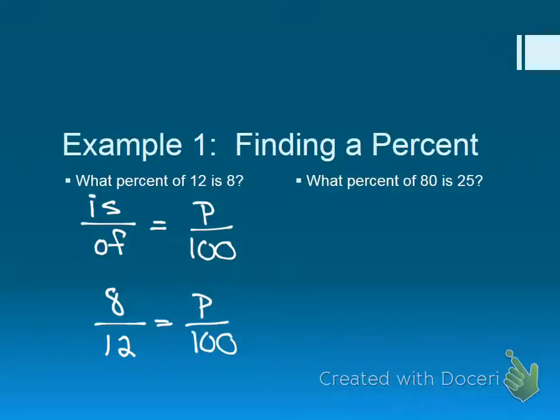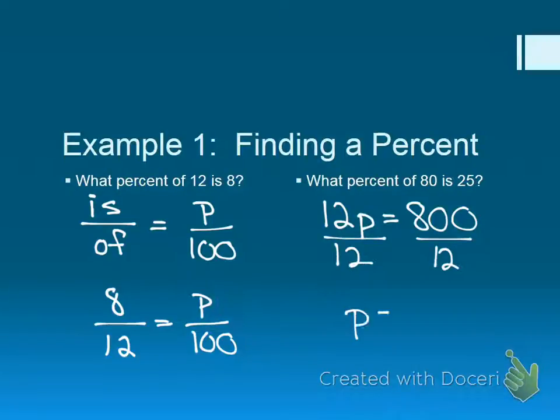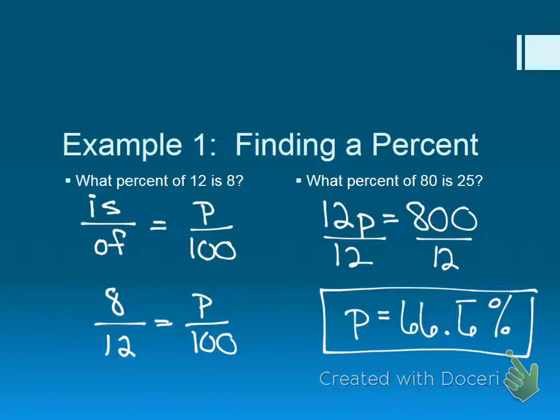Now that I have my substitutions in place, I'm going to do cross products to solve for P. So 8 times 100 is 800. 12 times P is 12P. Does it matter, do you think, which side I write it on? No, as long as 12P is on one side and 800 is on the other side. Now divide both sides by 12, and P is 66.6 repeating percent.